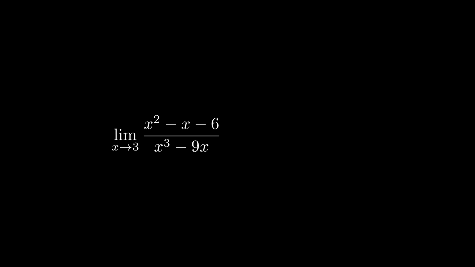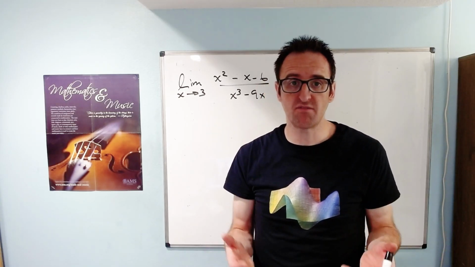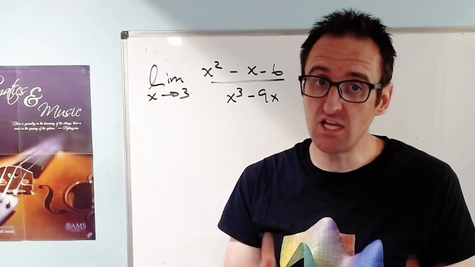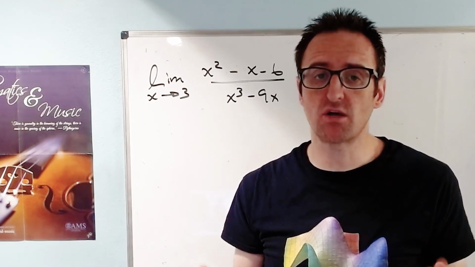x cubed minus 9x. Now typically everybody's first thought on computing a limit is to just plug in the value that x is going to. If the function that you're taking the limit of is continuous at the point that x is going to, then you can plug it in. In fact, that's actually what continuity means.